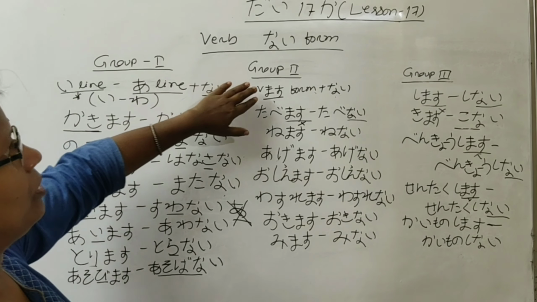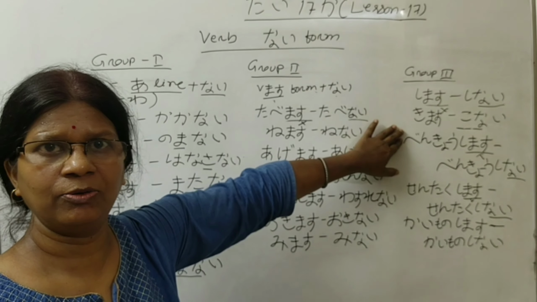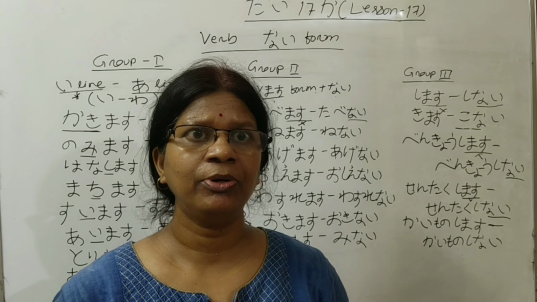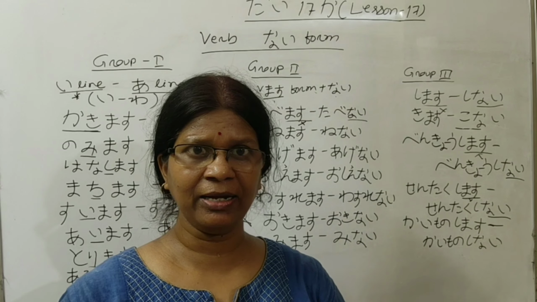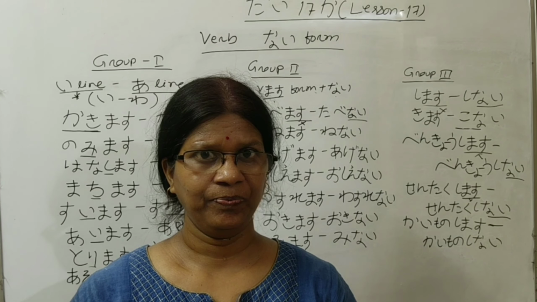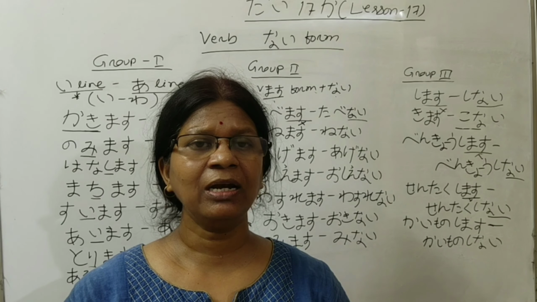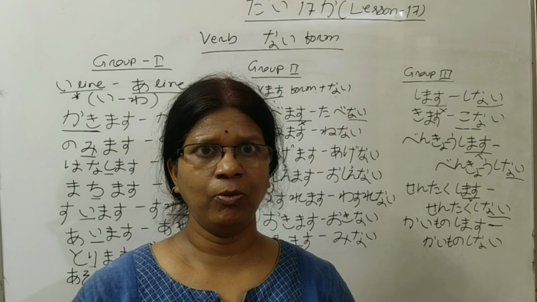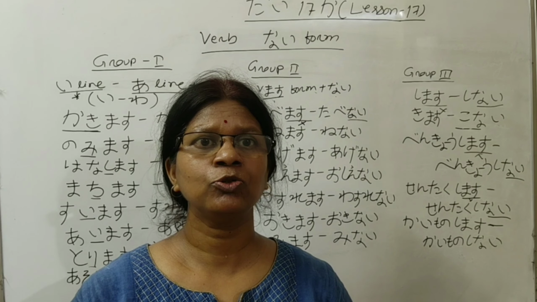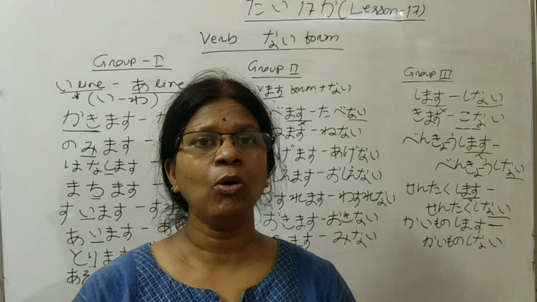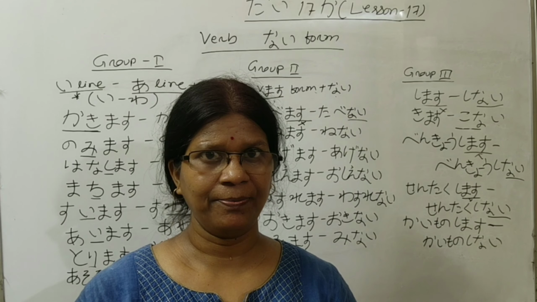Ichi group, ni group and san group. Okay? It is very simple. In the ichi group, you just change the E line to the A line and add nai. There is only one special case: when the E line comes in that ichi group verb, like aimas, suimas, kaimas, then it changes to wa, not a.